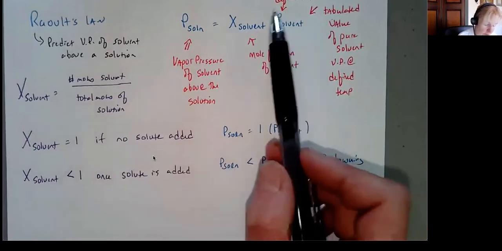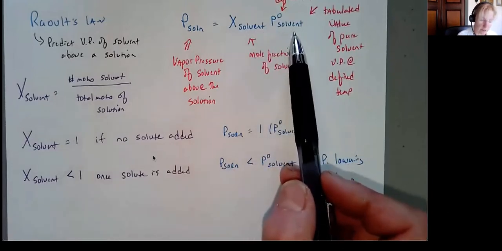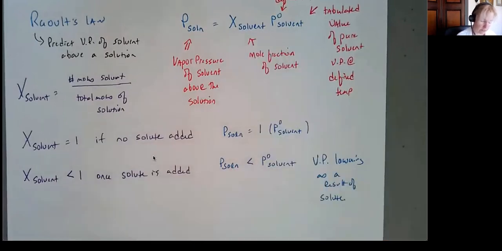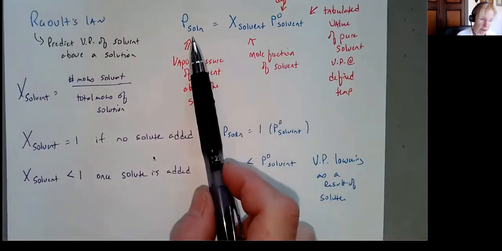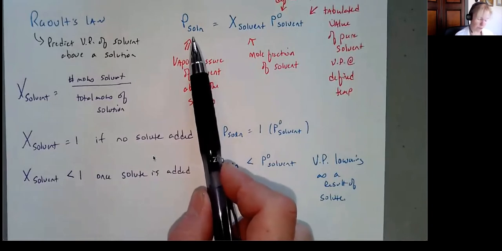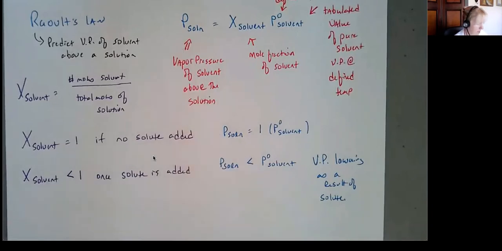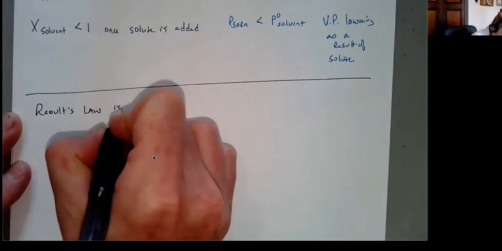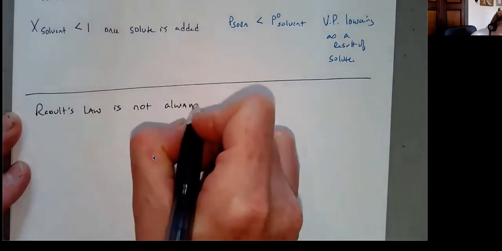I know what the vapor pressure would be if I just had pure solvent in there, but now I want to know, once I've created a solution, now that I have a solute in there, how much lower is the vapor pressure of the solution going to go? So Raoult's law is really good if you have an ideal solution. There are some areas where Raoult's law cannot be used. So Raoult's law is not always predictive.